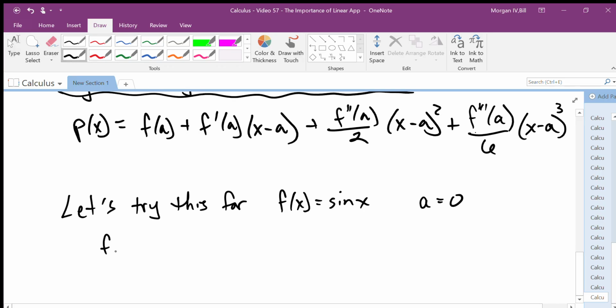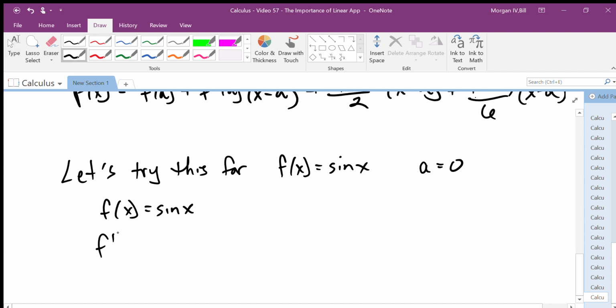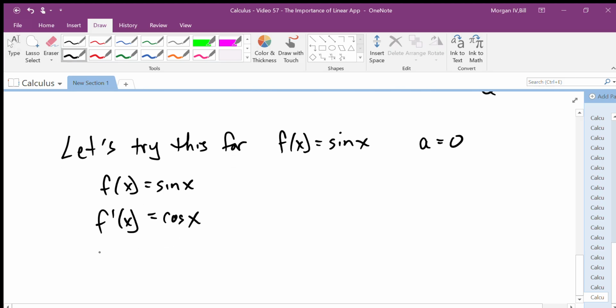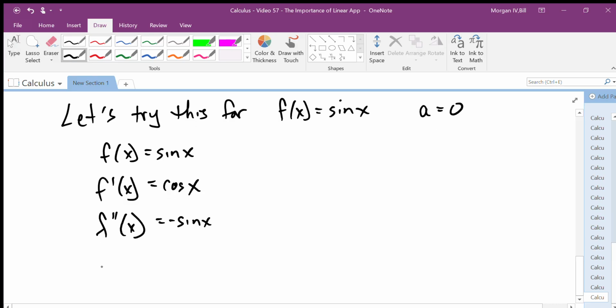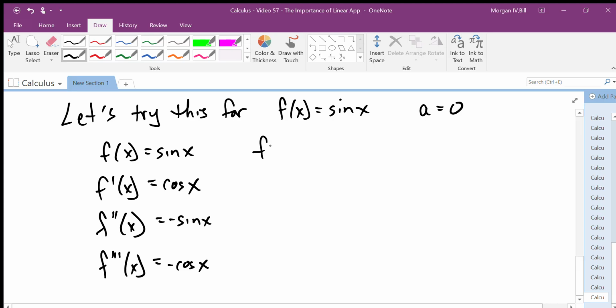So we know that f of x is sine of x, f prime of x is cosine of x, derivative of sine is cosine, f double prime of x, second derivative of cosine is negative sine of x, and f triple prime of x, derivative of negative sine is negative cosine of x. And we will be evaluating these at 0. F of 0, f prime of 0, f double prime of 0, f triple prime of 0.